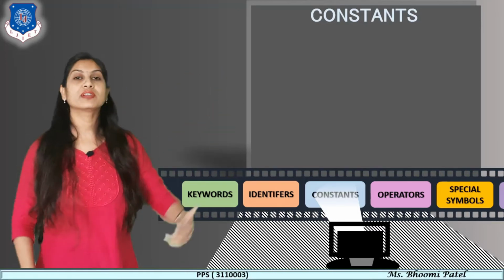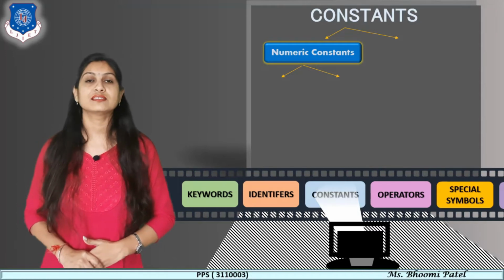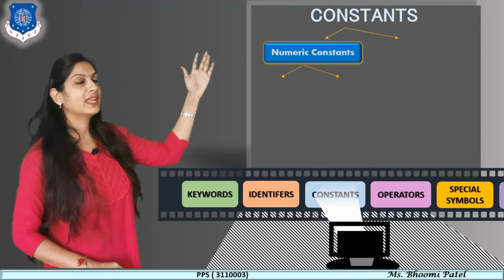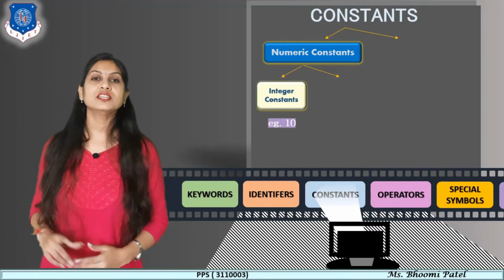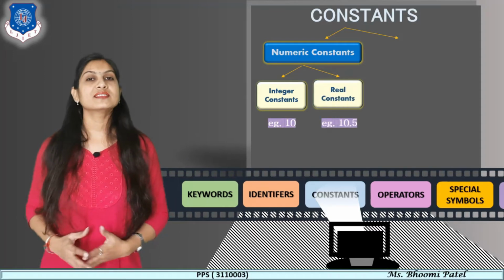And here there are two different kinds of constants. The first is a numeric constant and the second is a non-numeric, or we can say character, constant. In numeric constants, again there are two categories, integer and real constant. Integer means what?